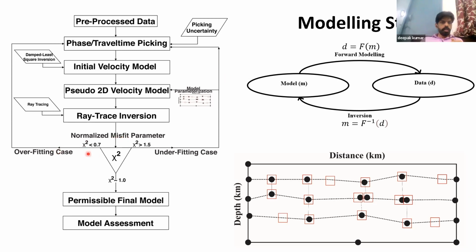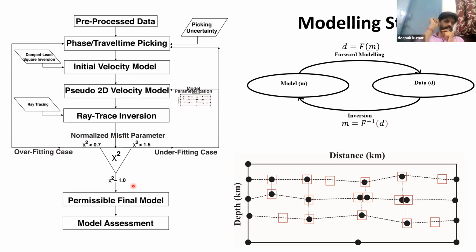So what happens is we have to give an error estimate for the model. That is given by chi-square, which you see here. It should always be closer to 1. It can be between 0.7 and 1.5. If it is between 0.7 and 1.5, that means my model is acceptable.